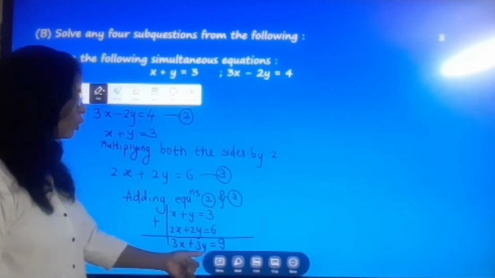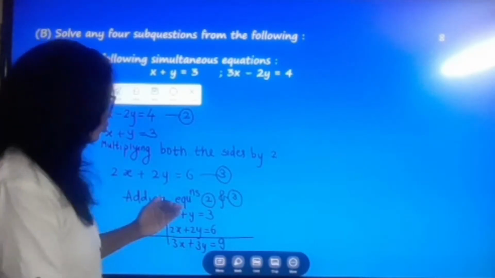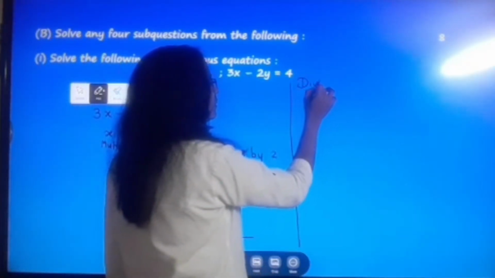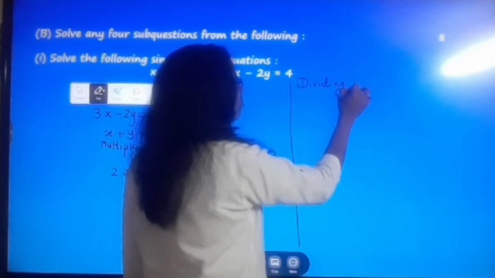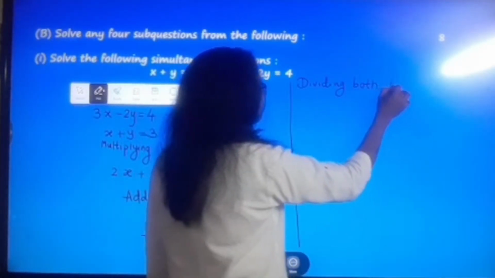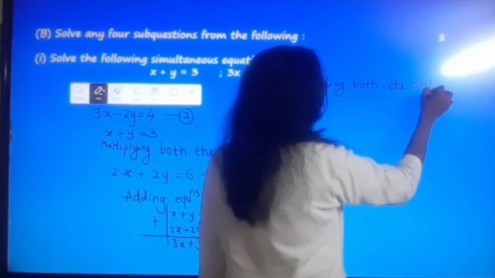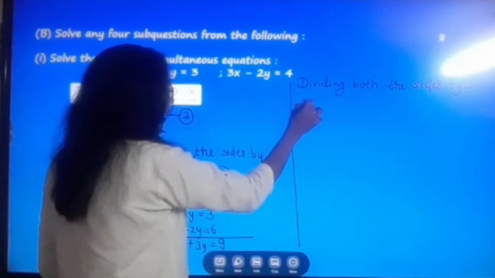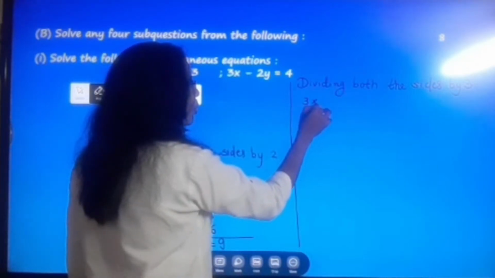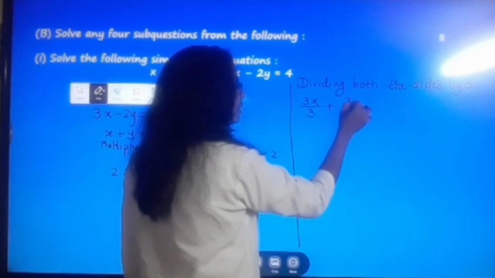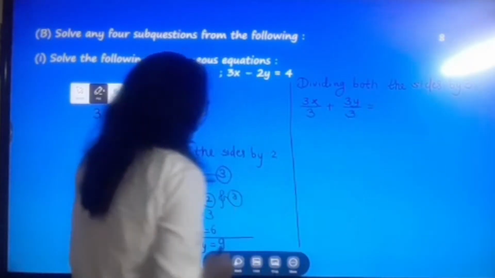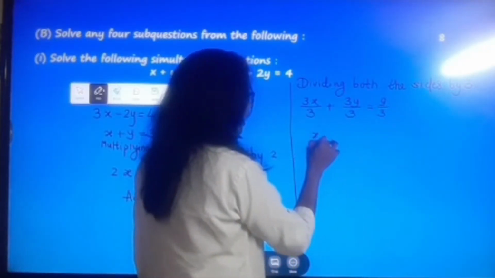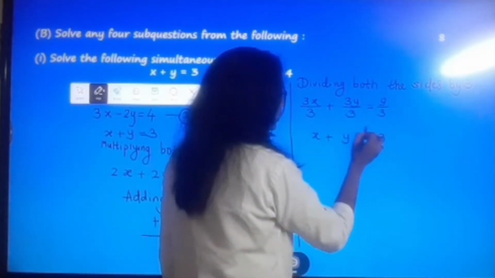Then here each and every coefficient is in the table of 3. So I write here, dividing both the sides by 3. Then here 3x upon 3 plus 3y upon 3, which is equal to 9 upon 3. So here x plus y is equal to 3.